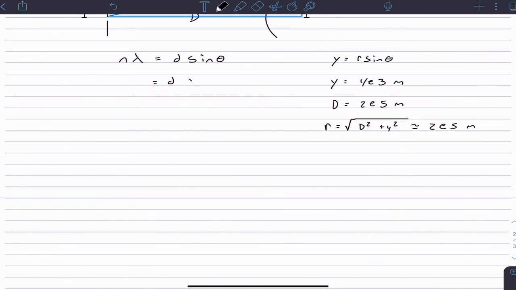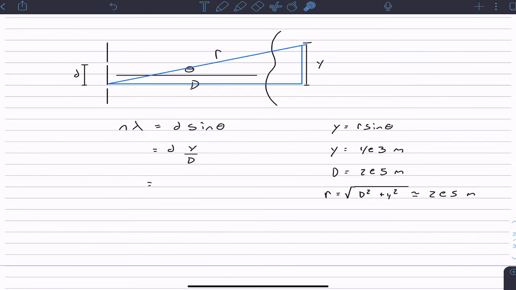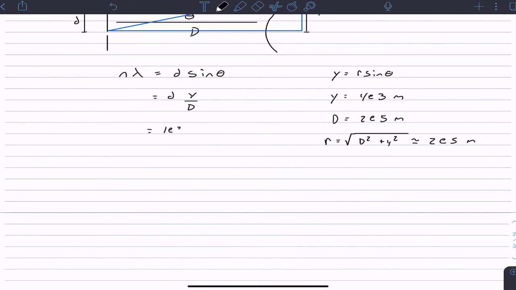Okay, so now using that, we know that sine theta is going to be y over r, or in this case it's y over d, because these are essentially the same length, right? So we know what those are. So now we know this distance between the 2 sources is 1 kilometer, which ends up being 1e to the 3 meters. Y is 4e to the 3 meters.